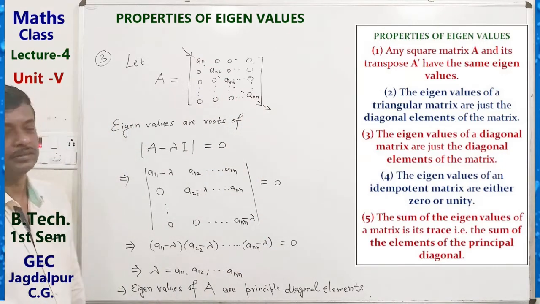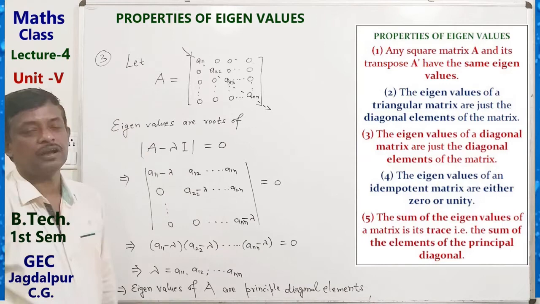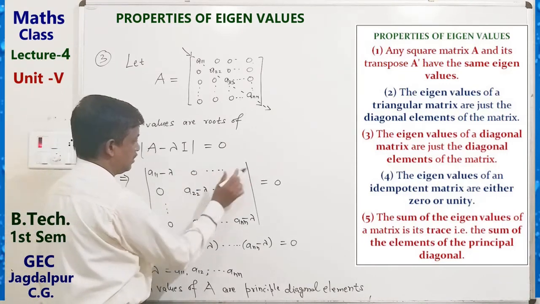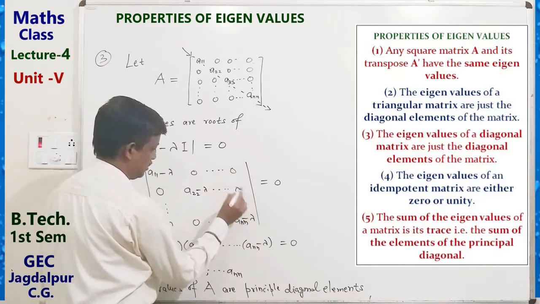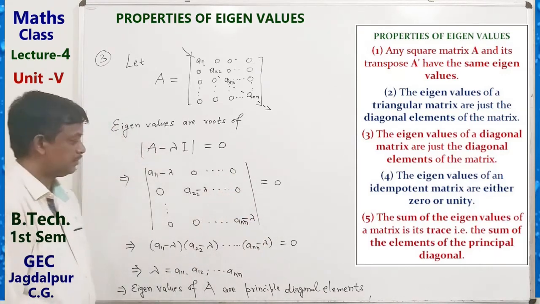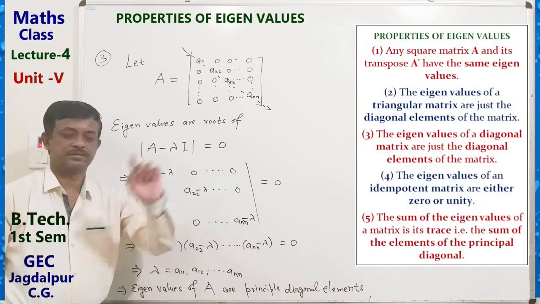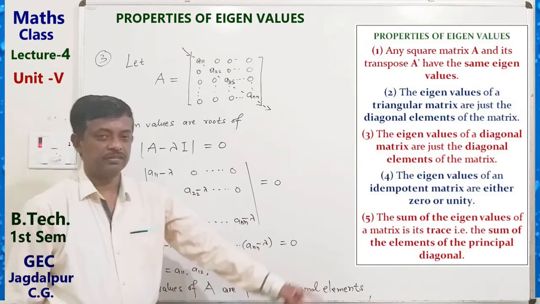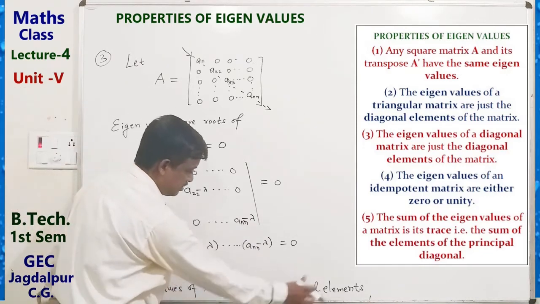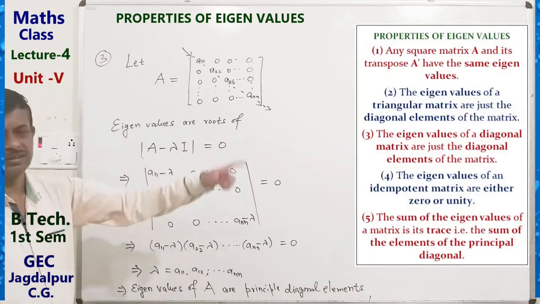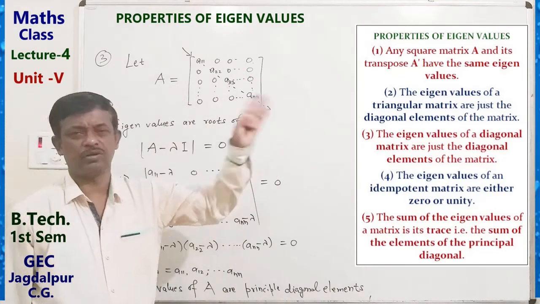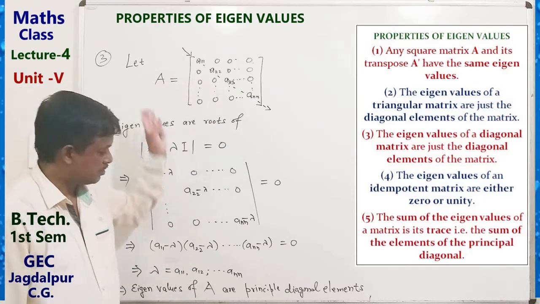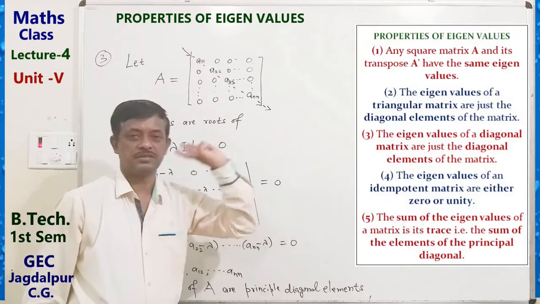So let A equal a diagonal matrix. Then also you can get like this. Its solution is also this. So eigenvalues of A are the diagonal elements. This is the third property. Same as upper triangular matrix or lower triangular matrix or diagonal matrix, eigenvalues are diagonal elements only.